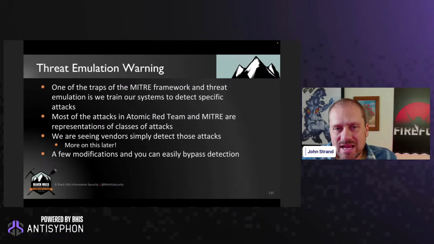They're representations of different classes of attacks. We need to step back just a little bit and see how we can actually detect this if there's obfuscation being used. How can we detect this if it's executing from a completely different directory and things like that as well?